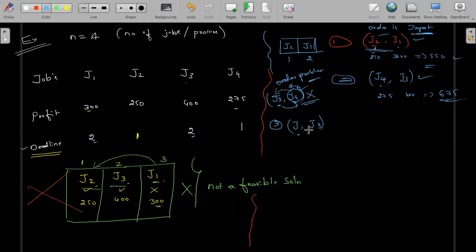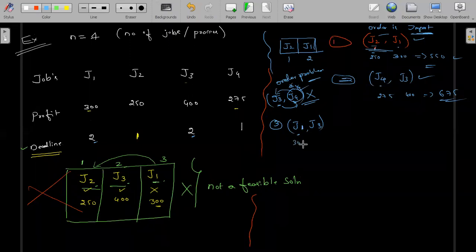J1 is going to finish at the first month only. J3 also finishes, going into the second month. Any problem? No. If you complete in the first time, there will be happy. Okay, happy, good, no problem. J3 is going to finish at the second month. Anyway, deadline is second. Okay, no problem. So this is also possible.